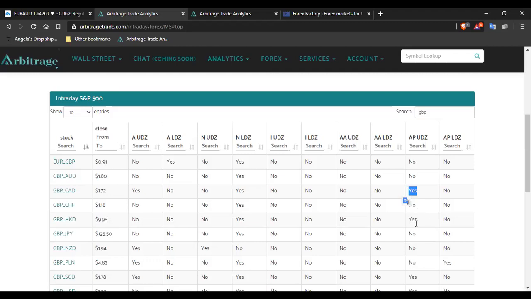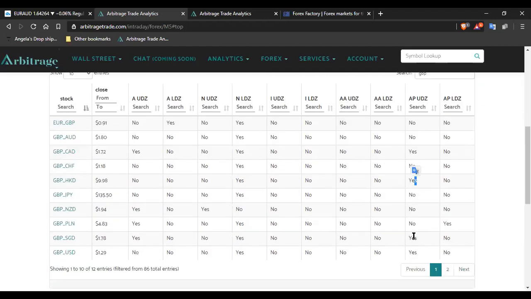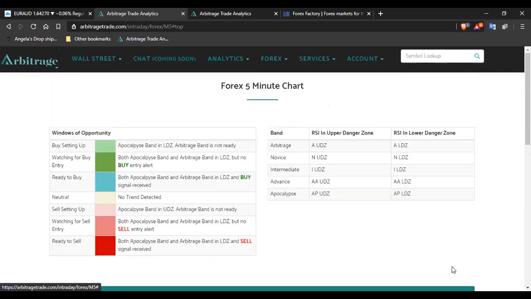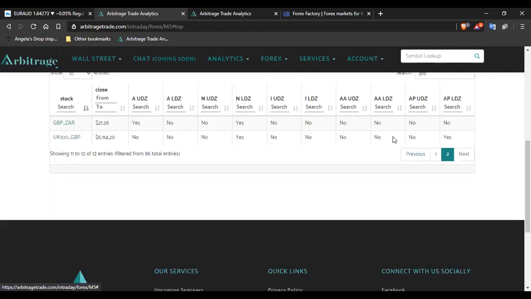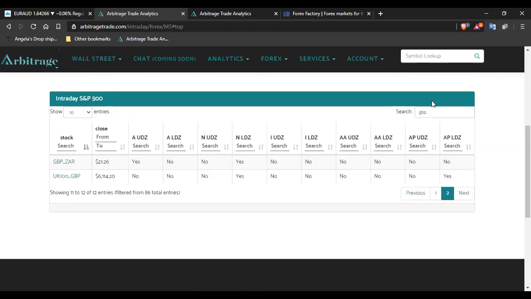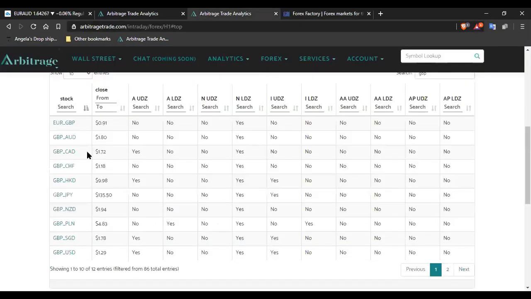GBPCAD, no. I don't trade this pair. I don't trade this pair either. I don't trade any of those pairs except for USD, but we already got that. And I don't trade GP indices, so we only got GCAD from that. Let's go. Oops, wrong one. So let's go over here. Confirmation for GCAD. So we'll take a look at that for sure. And yeah, let's go on to Euro next.